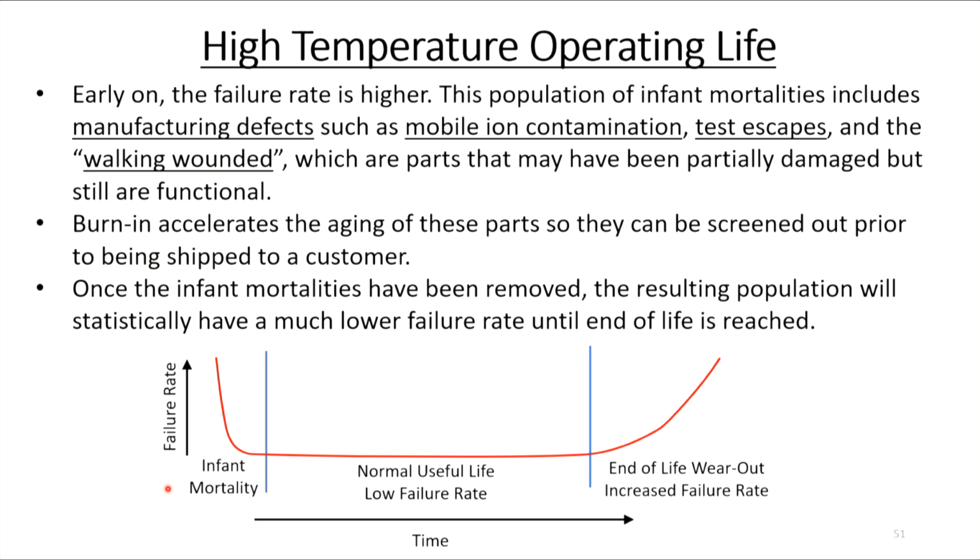You might have some walking wounded parts. Those are parts that have been partially damaged, but they're still functional. So the burn-in is going to accelerate the aging of these parts. So eventually you can screen them out before they get shipped to a customer. So once those infant mortalities have been removed, the resulting population will statistically have a much lower failure rate until the end of life is reached.